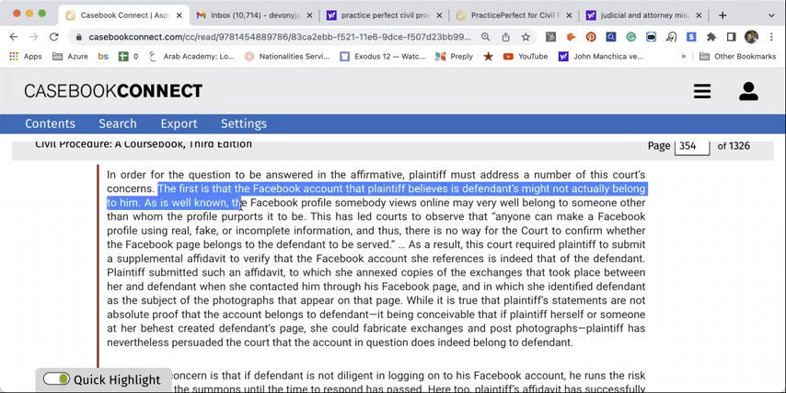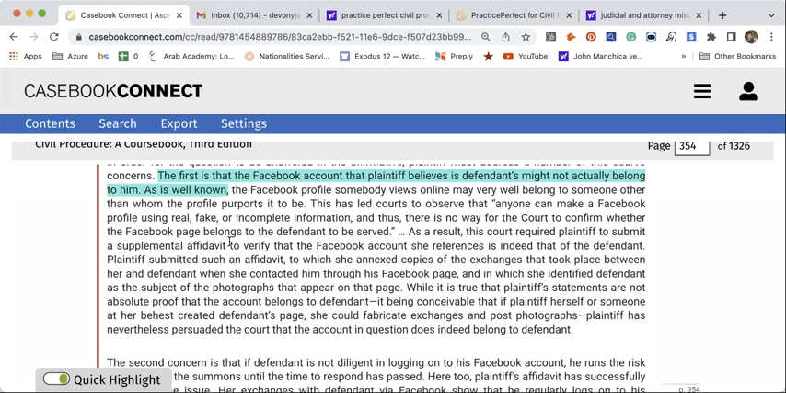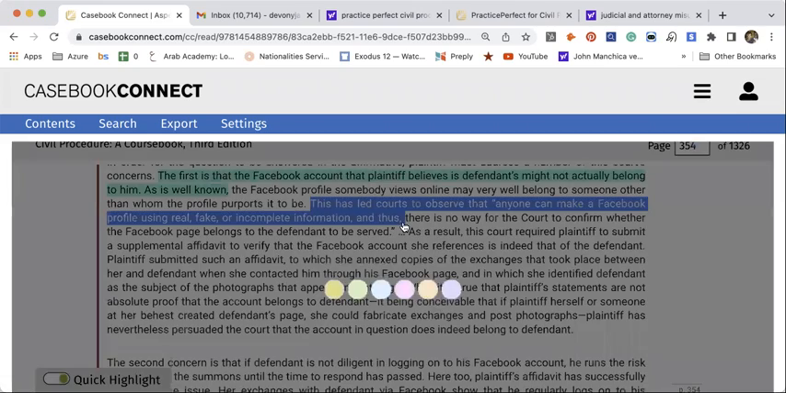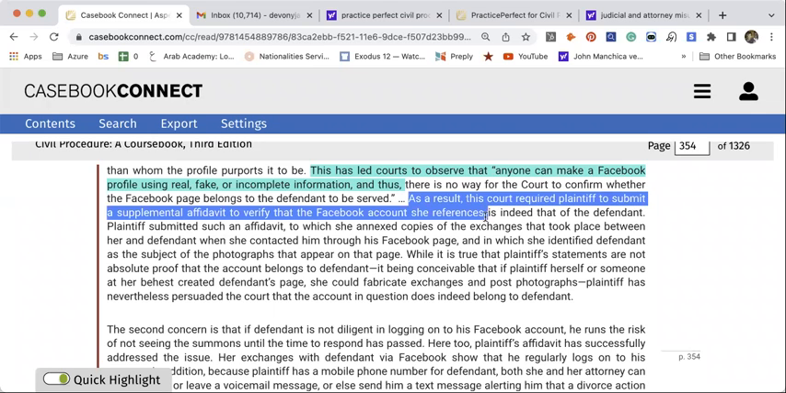As is well known, the Facebook profile somebody views online may well belong to someone other than whom the profile purports it to be. This has led courts to observe that anyone can make a Facebook profile using real, fake, or incomplete information, and thus there is no way for the court to confirm whether the Facebook page belongs to the defendant to be served. As a result, the court requires plaintiffs to submit a supplemental affidavit to verify that the Facebook account she references is indeed that of the defendant.